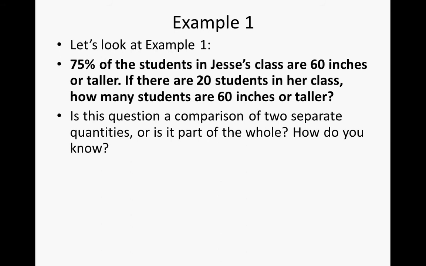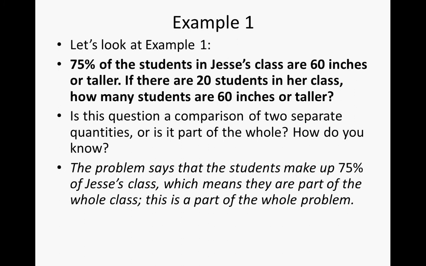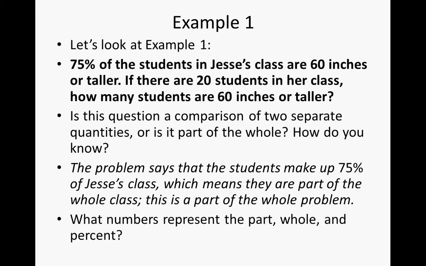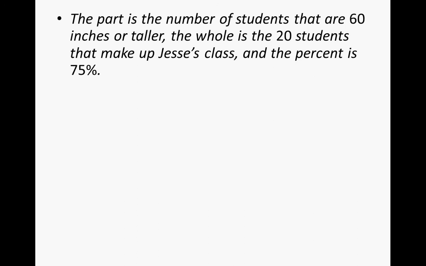Is this question a comparison of 2 separate quantities, or is it a part of a whole? How do you know? Well, the problem says that the students make up 75% of Jessie's class, which means they are part of the whole class. This is a part of a whole problem. What numbers represent the part, the whole, and the percent? Well, the part is the number of students that are 60 inches or taller. The whole is the 20 students that make up Jessie's class, and the percent is 75%.